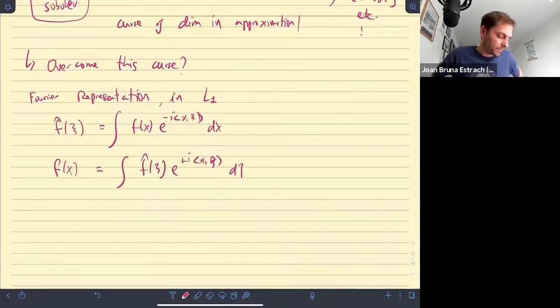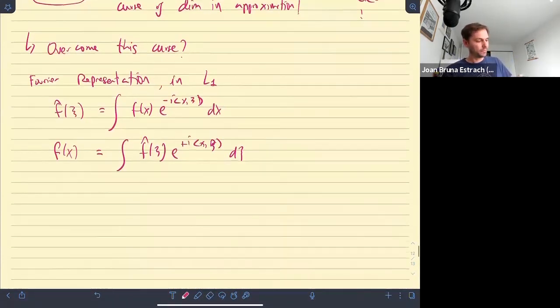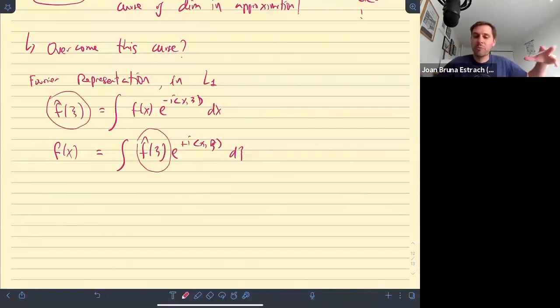Right. Okay. And so the intuition here is that if I look at this representation, think of this like how spread is this function in Fourier? Somehow, if the function was not very spread in Fourier, I should be able to get a good approximation by picking the largest elements, right?